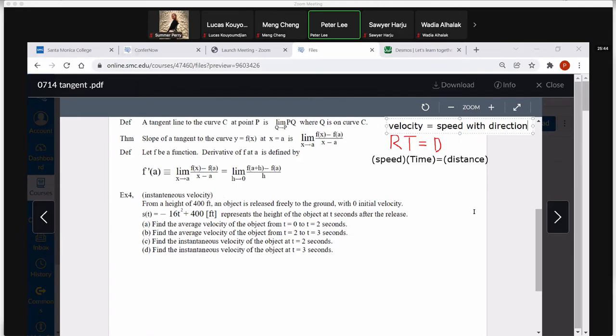This S of t is what we call the position function. So let me explain to you. What is the question? I'm trying to help you. I want everybody to understand what the question is.